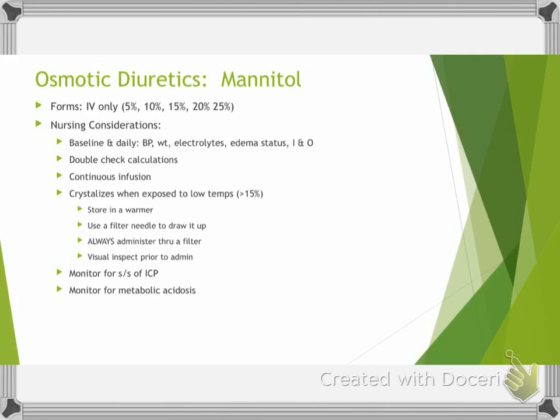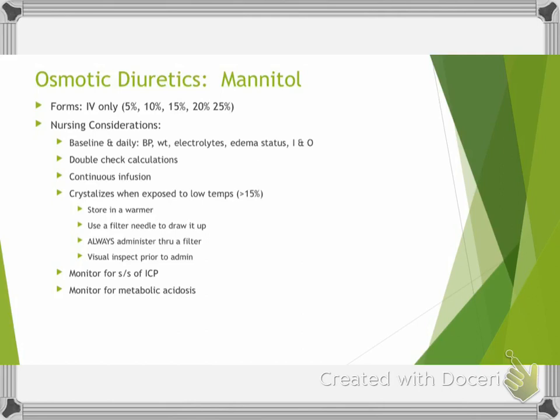Now, it will crystallize when it's exposed to low temperatures, especially when it is 15% or greater concentration. So we need to store it in a warmer so that it doesn't crystallize. Okay, this warms it up to 37 degrees Celsius, helps to dissolve any crystals if any had started to form. It will actually crystallize at pretty low temps. So if we warm it up to 37 degrees, which is 98.6, it will dissolve any crystals.